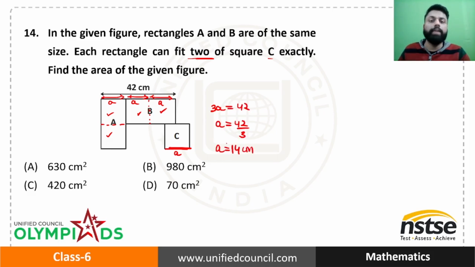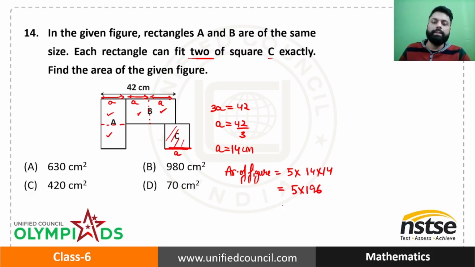Now we need to find out the area of this figure. Area of the figure is equal to 5 multiplied by the area of this small square, that is 14 multiplied by 14. So this is 5 multiplied by 196, that is equal to 980 centimeter square. B option is the correct answer.